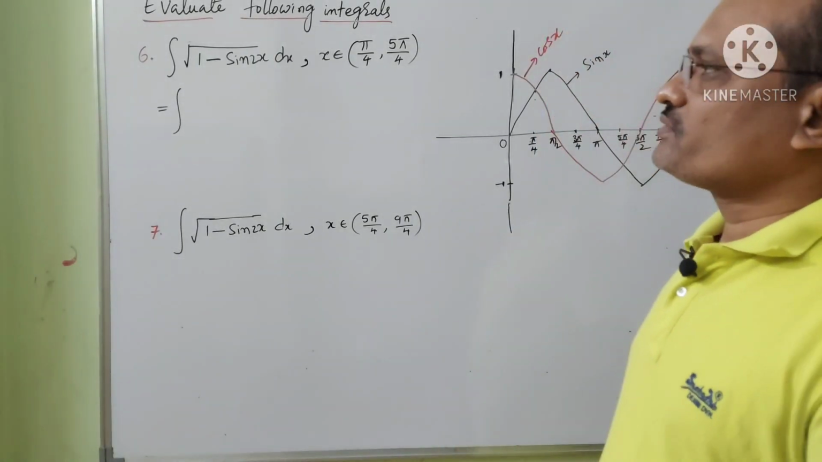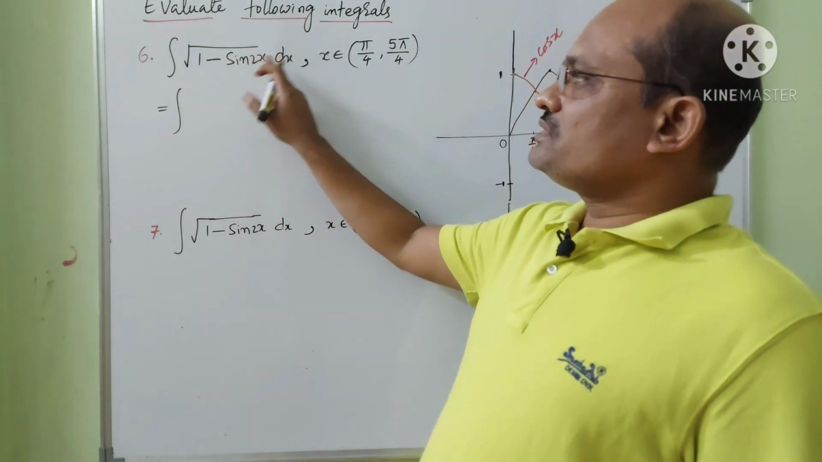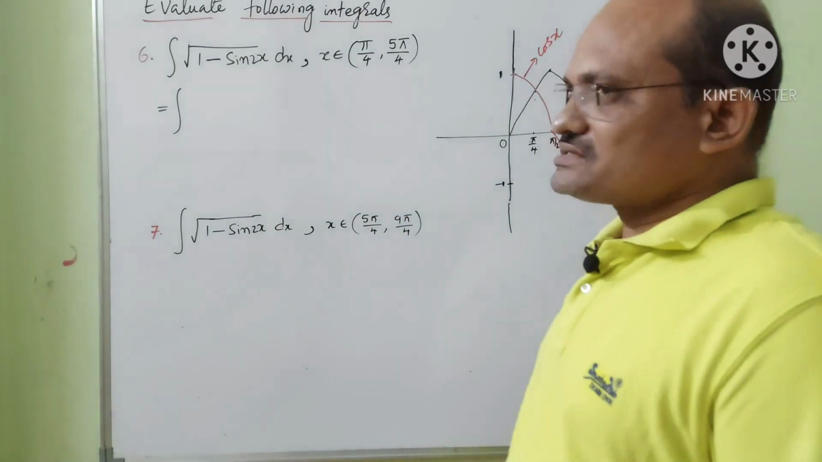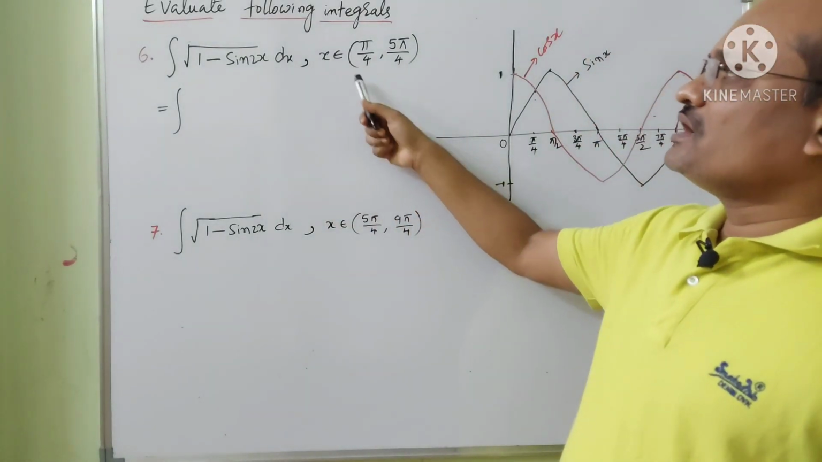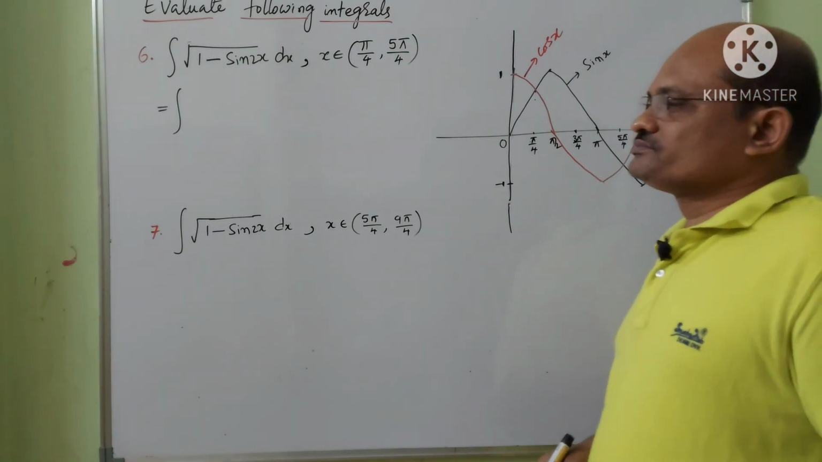Students, now we are going to do the next question: integral of root of 1 minus sin 2x dx, when x belongs to the open interval pi by 4 comma 5 pi by 4.